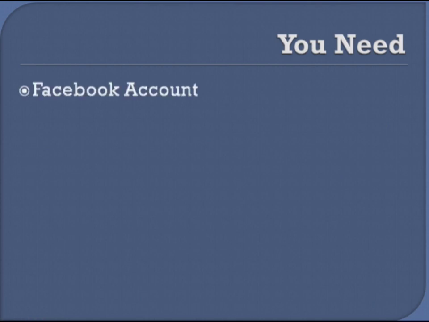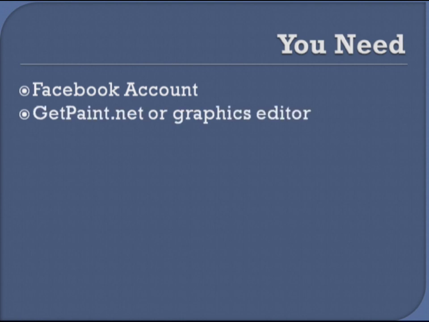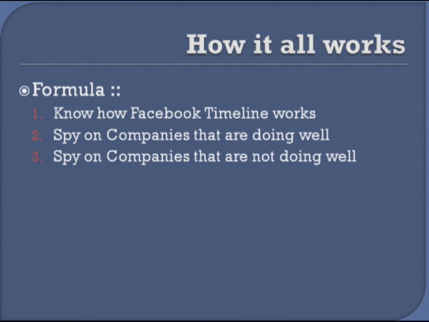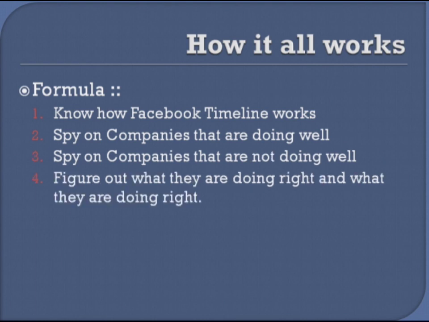Here are just a couple things you need. You need a Facebook account. Obviously, you need internet. And you also need a graphics editor, or you need getpaint.net. We're going to use this to create our cover page and our profile pic. This is how it all works. It's pretty simple. Once you know how Facebook Timeline works, you can spy on companies that are doing well, and spy on companies that are not doing well, so you figure out what they're doing right and what they're not doing right.